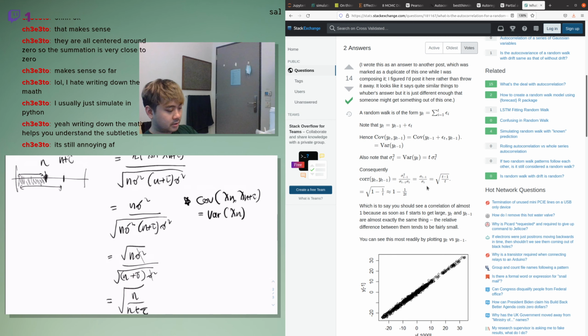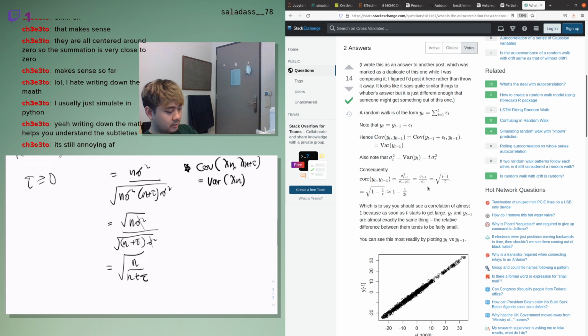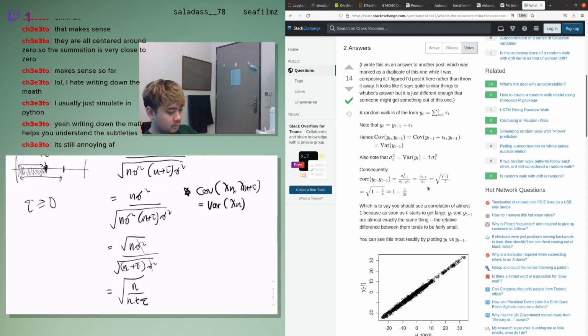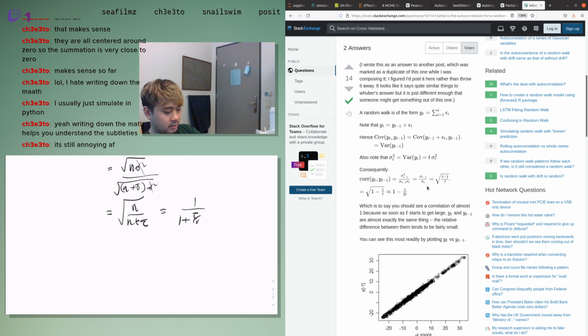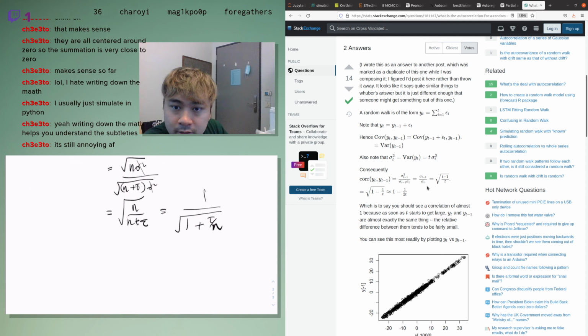So this supposes that t is positive. If t is equal to 0, obviously the correlation is 1. I don't know if it's useful to state it in this way, but I guess you can say it if you want to. So what matters really is the distance between the n and tau. Writing down the mathematics helps you understand the subtleties.